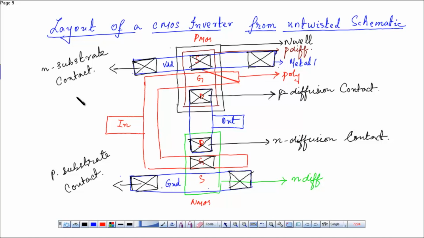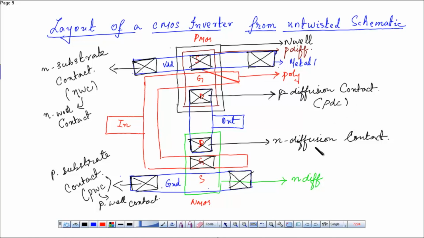When you use commands in Magic, you write it as NWC or the N-well contact, and this as PWC, that is the P-well contact. And for the P diffusion and N diffusion contact, this is the PDC, this as NDC. For metal one, write M1. For poly, type poly.